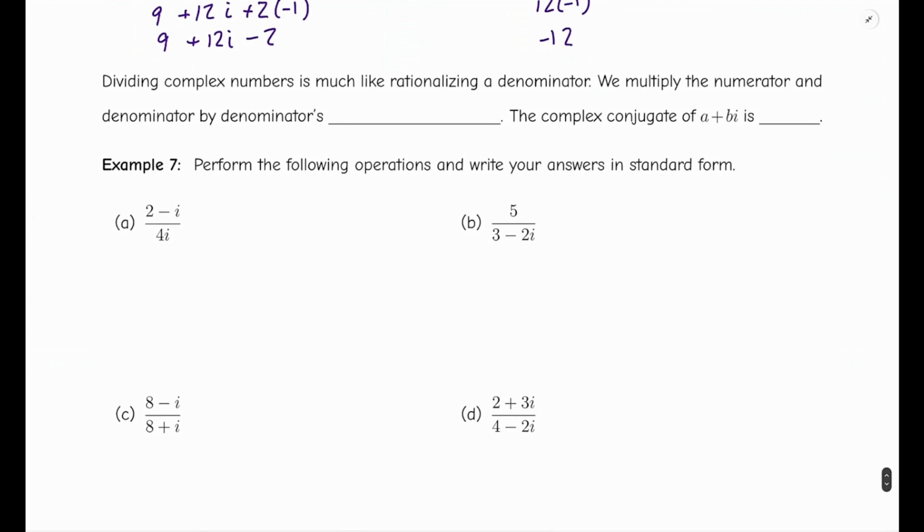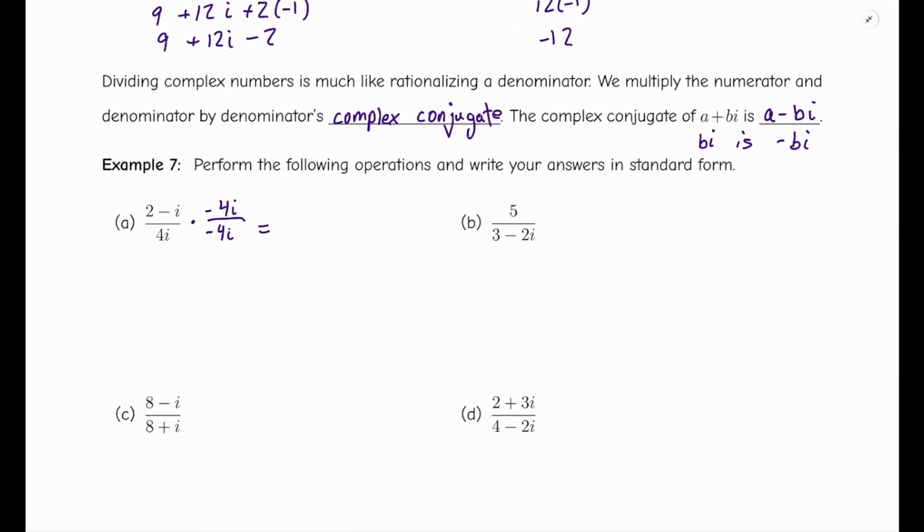Dividing complex numbers is much like rationalizing a denominator. We multiply the numerator and denominator by the denominator's complex conjugate. The complex conjugate of a plus bi is a minus bi. So in other words, the complex conjugate of bi is negative bi. So you're always making the imaginary part the opposite sign. So for part A, because the denominator is 4i, I'm going to multiply by -4i.